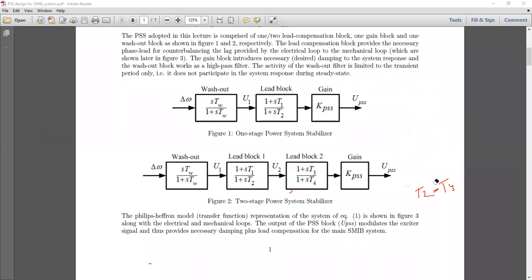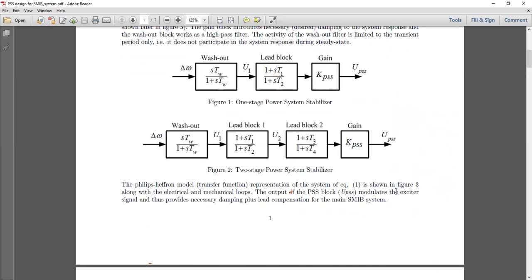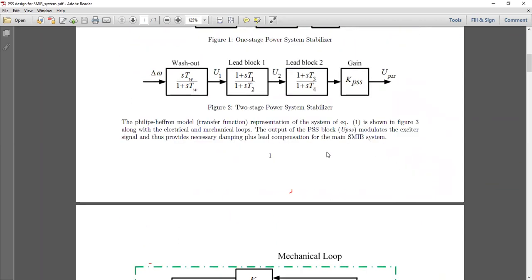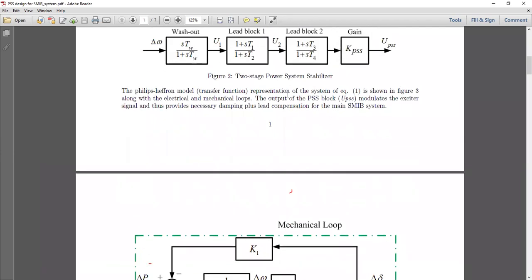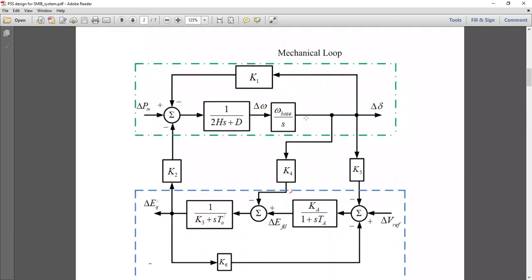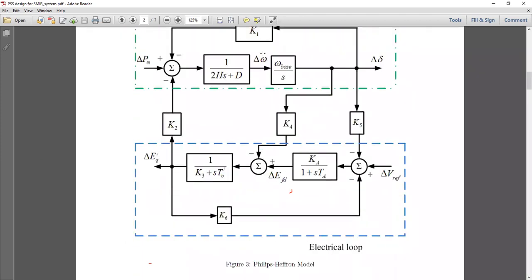So we will start with the one stage power system stabilizer design. This is the Phillips Heffron model that we already said, and the output of the PSS block will arrive here, which is not shown here, but we'll show it later on. So the output of the PSS block will actually come here. So this will be your PSS.